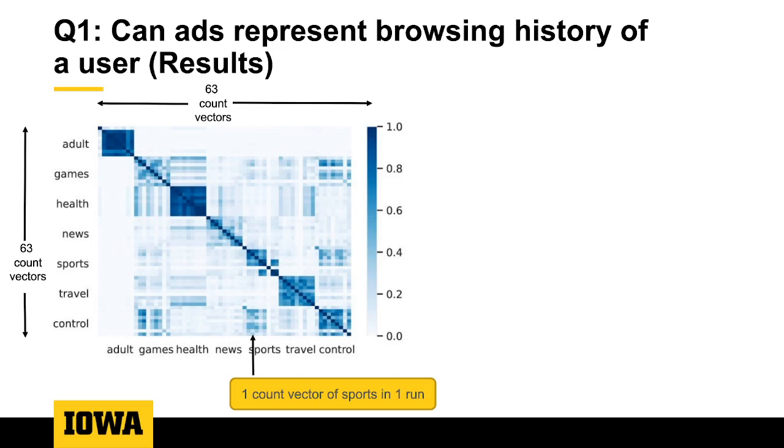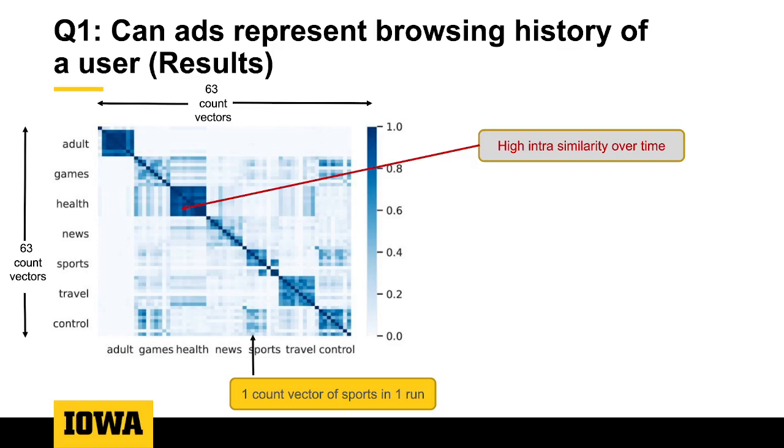So there are 3 major takeaways we obtained from this heat map. First, we observe a high similarity between users of the same type over time, essentially near the diagonal, where we have similarity between the same user types.